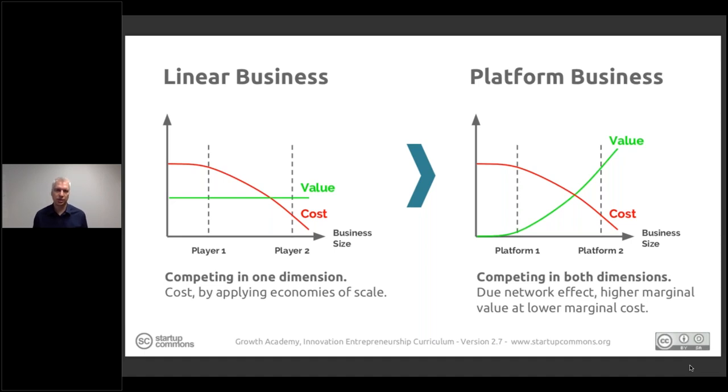And the rationale and the difference from the traditional linear business model is that it mainly has economies of scale as the competing factor.